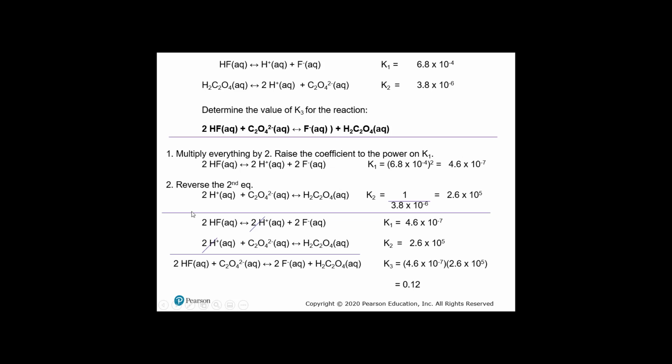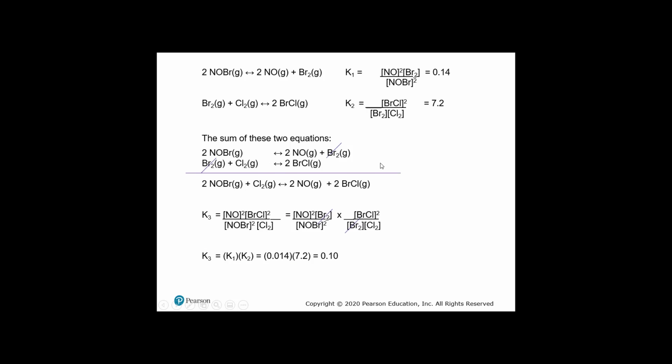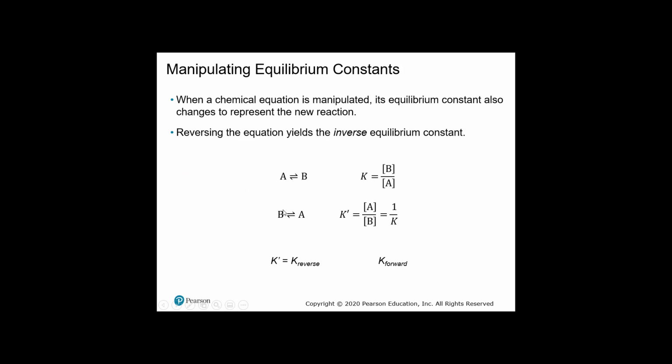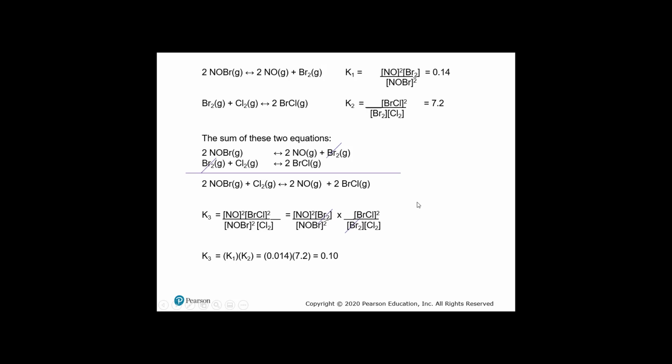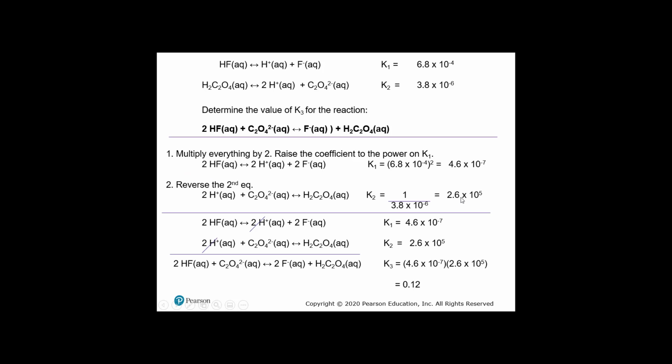So we reverse that, and when we reverse it, we have to take the inverse of the equilibrium constant. This is the forward reaction. We're going to do it as a reverse, and we have to take the inverse of it. And that is where you see this right here. It would be this one, which is explaining reversing it. You have to use 1 over K. So now we have a new equilibrium constant for the reverse reaction.